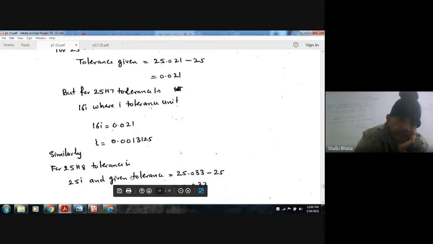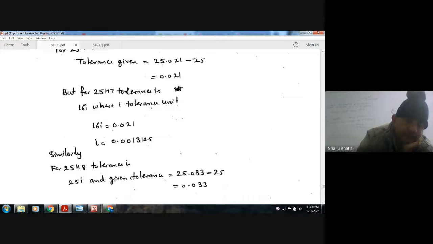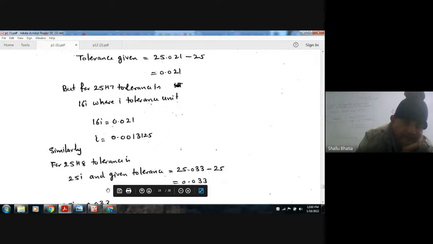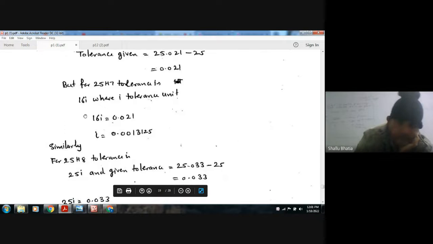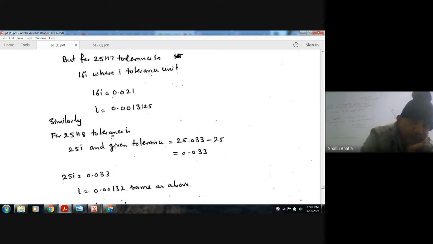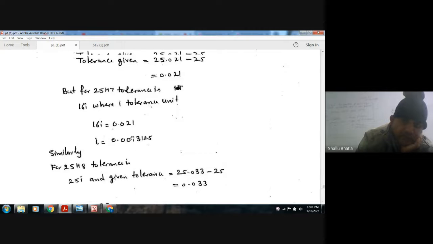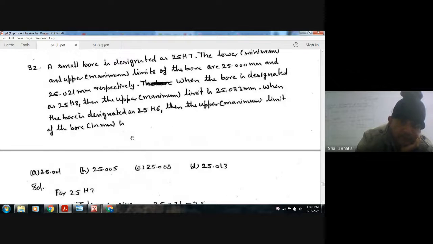0.003 divided by 25... Similarly, for 25H8, the tolerance is 25i. Now this you also have to remember: for H8, the tolerance is 25i, and for H7, it is 7i. So the given tolerance will be, and the maximum size and minimum size are also given. The maximum size is 25.003 and minimum size is 25.